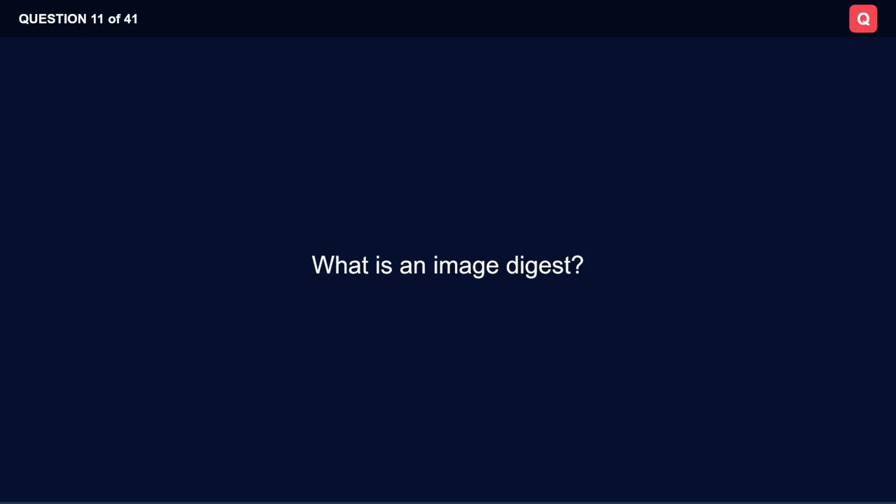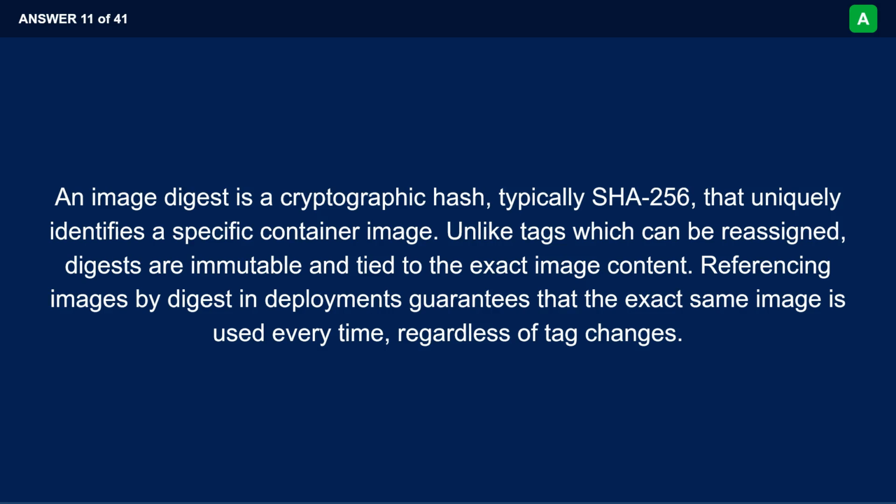What is an image digest? An image digest is a cryptographic hash, typically SHA-256, that uniquely identifies a specific container image. Unlike tags which can be reassigned, digests are immutable and tied to the exact image content. Referencing images by digest in deployments guarantees that the exact same image is used every time, regardless of tag changes.